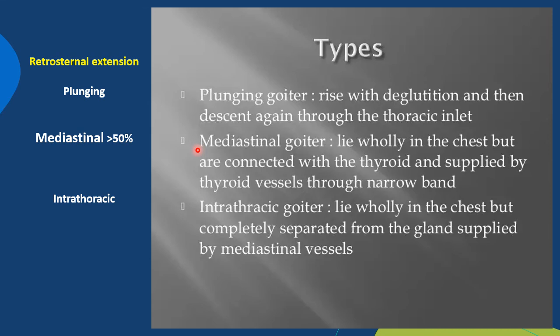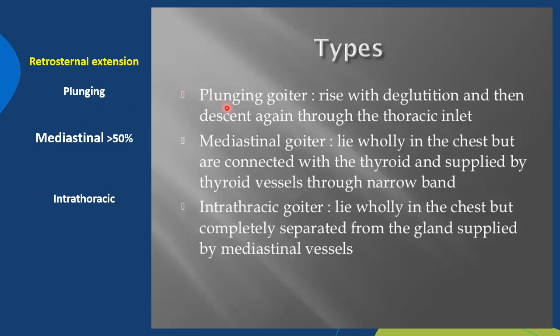Next is a mediastinal goiter, which lie wholly in the chest but are connected with the thyroid and supplied by the thyroid vessels through a narrow band. The third group is the intrathoracic goiter, totally intrathoracic, lie wholly in the chest but completely separated from the gland and is supplied by the mediastinal vessels. Okay, so there are 3 groups of them.